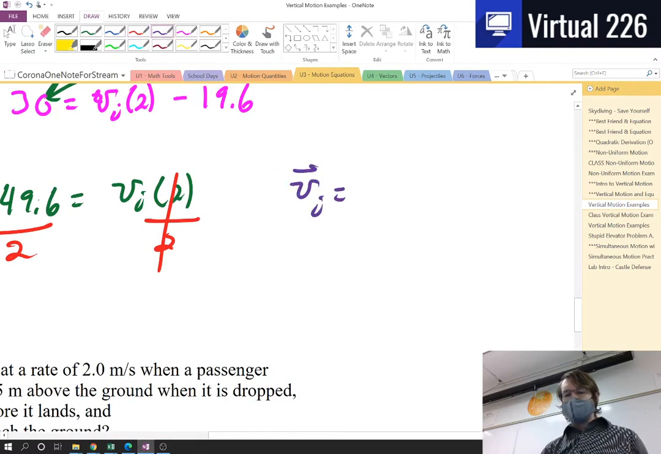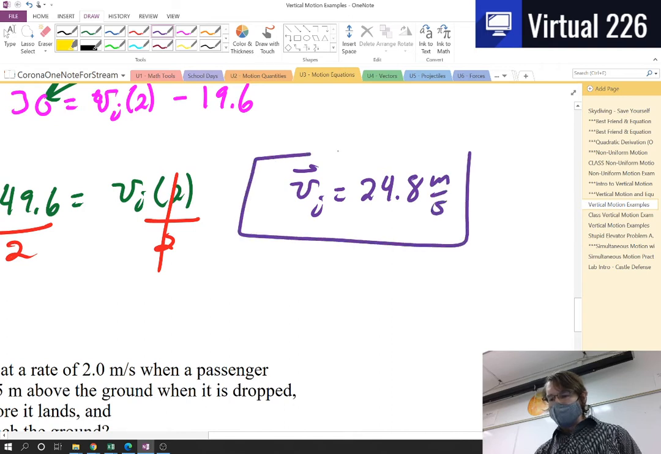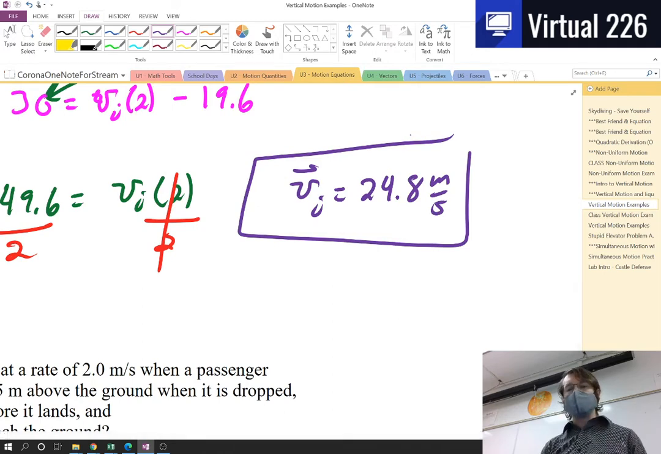So in this problem, we quickly find that VI is equal to whatever 49.6 divided by 2 is. And that for us is going to be 24.8 meters per second. So that's how fast the arrow was shot out of that bow, from that bowstring initially.